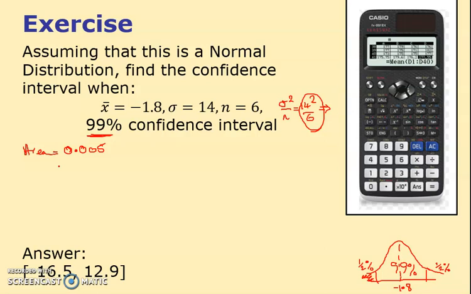And my left one, when I've typed all that in, it says minus 16.52. My area for the right hand side is exactly the same as everything else. It's 0.995, 99.5%, because I've got 0.5% left over on this side. So again, just change that to 0.995. Everything else stays the same, and I get 12.92. And you can see why I've rounded those numbers to 3 significant figures, and that's my confidence interval. Again, the calculator does all the work for me.